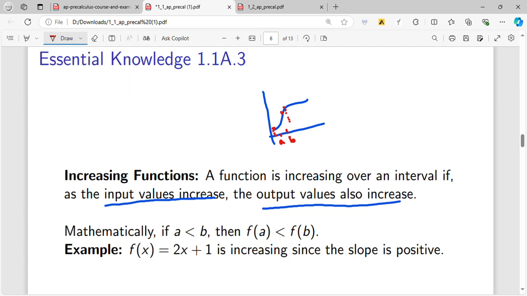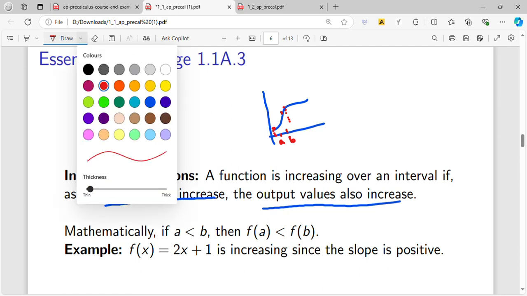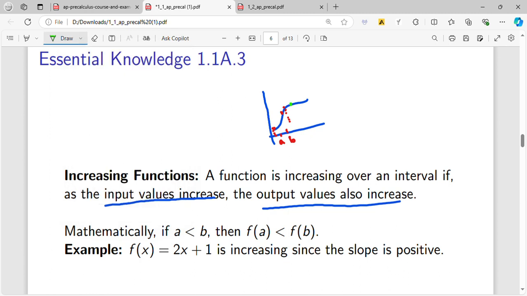But now if we move beyond the red line, we can see that here for the green line, if I have a point c over here and d over here, c is obviously less than d, but f of c is greater than f of d, right? So now we know that this function is not an increasing function over the entire interval. It is only an increasing function from a to b.